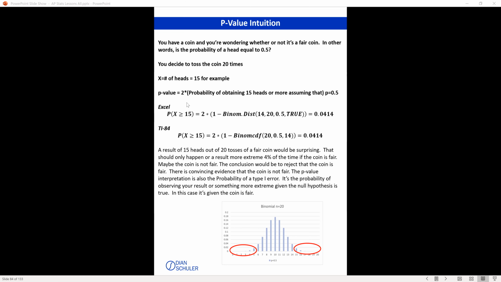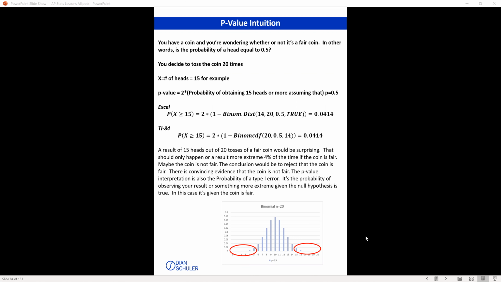The p-value is going to be 2 times the probability of obtaining 15 heads or more, assuming that the probability of a head is 0.5. So assuming the coin is fair, what's the probability of obtaining the result that you got or something more extreme? And by something more extreme, we mean the following.